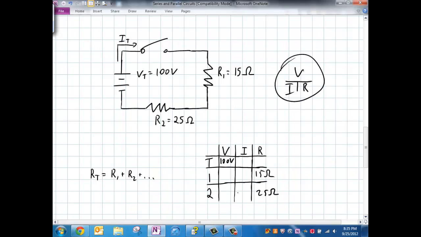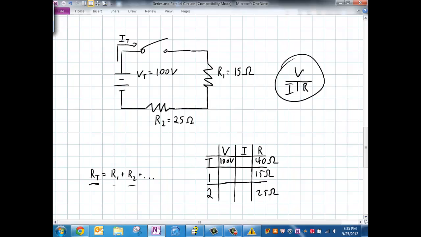At this point, I have only 1 for each of the setups. So I want to find total resistance first. In a series circuit, it's as simple as saying R total is equal to R1 plus R2. So in this case, I have 25 plus 15, giving me a grand total of 40 ohms.